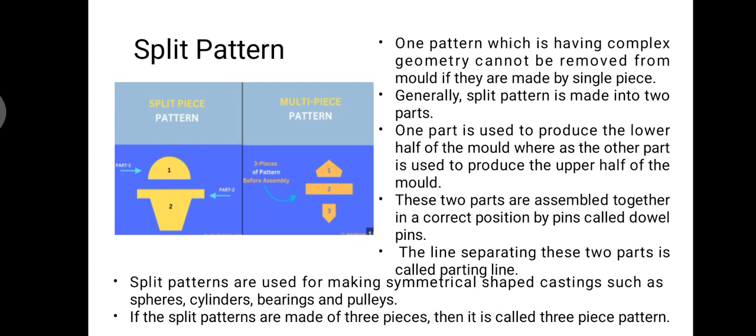Next is split pattern. If we have complex geometries which are unable to be produced with a single piece pattern, we can go with the split pattern. Generally, a split pattern is made into two halves. One part is used to produce the lower half of the mold, whereas the other part is used to produce the upper half of the mold. These two parts are assembled together in the correct position by pins called dowels. The line separating these two parts is called the parting line. Split patterns are used for making symmetrical shape castings, such as spheres, cylindrical bearings, and pulleys.